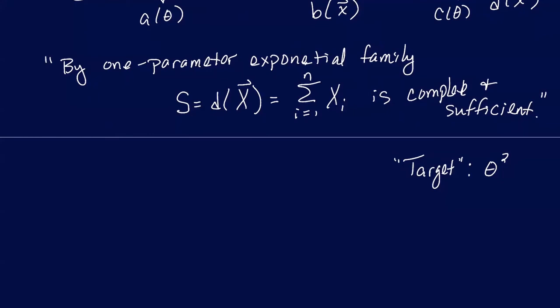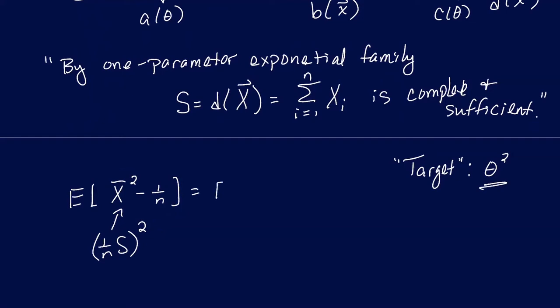We want to show that the sample mean squared minus 1 over n is the MVU for theta squared. Now this is 1 over n s squared. So this thing as a whole is a function of the complete and sufficient statistic. And if we get theta squared out of this expectation, we are done. I'm going to run the expectation through. And then for the constant, I just get 1 over n.